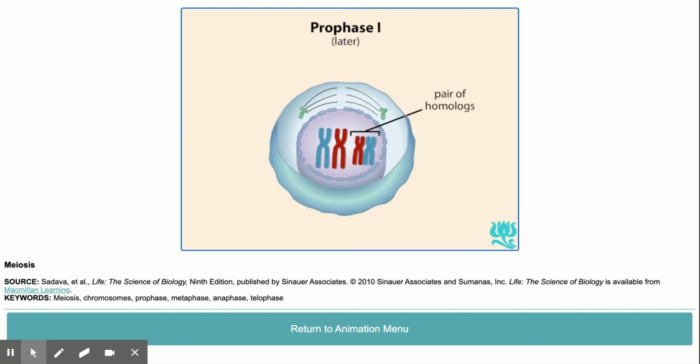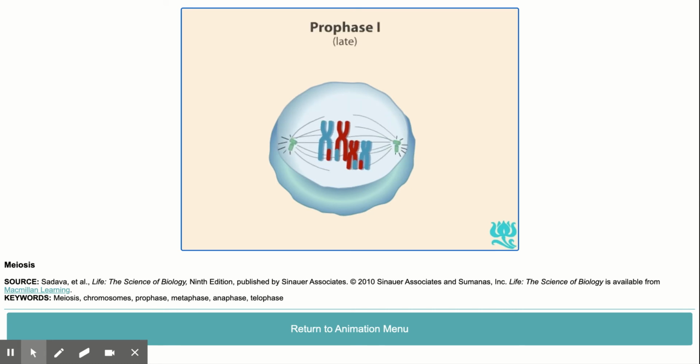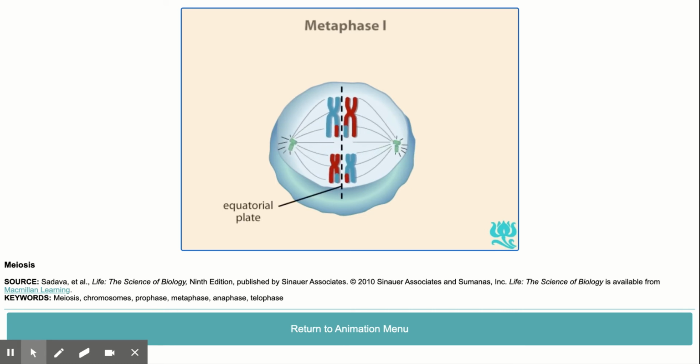Late in prophase 1, the homologous chromosomes exchange genetic material, as indicated by crossing over points called chiasmata. Recombinant chromatids consist of both maternally and paternally derived DNA. In this phase, microtubules attach to the chromosomes, directing them to the equatorial plate.